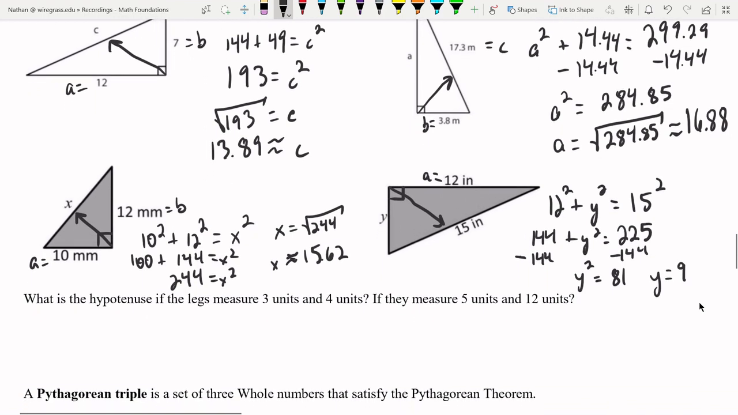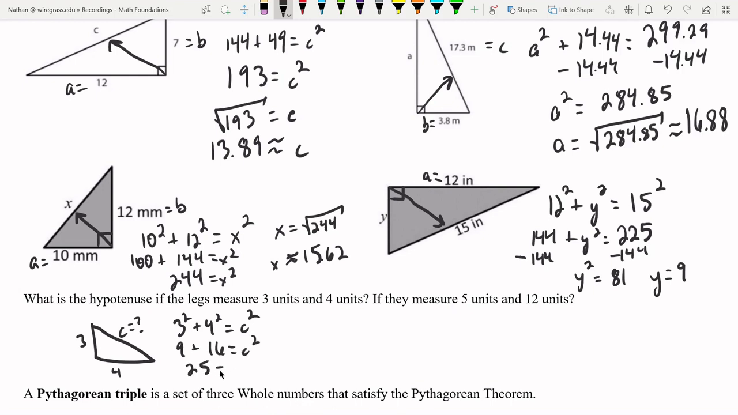Now, what is the hypotenuse if the legs measure 3 units and 4 units? So we have 3 units and 4 units. What does C equal here? We have 3 squared plus 4 squared equals C squared. That's going to be 9 plus 16 equals C squared, or 25 equals C squared. So in this case, what squared equals 25? C must equal 5. If they measure 5 and 12, well, 5 is going to be like this, 12 is going to be a lot longer. 5, 12, and C.